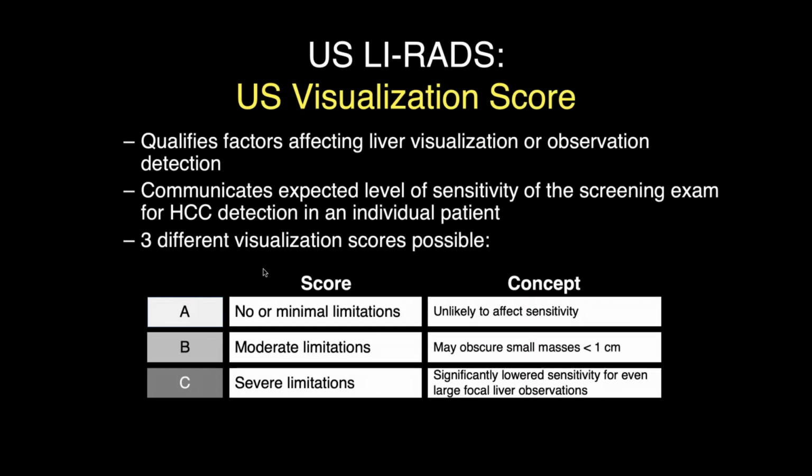So with visualization score, there's 3 possible scores. There's A, no or minimal limitations, where if there are limitations, it's unlikely to affect sensitivity of that exam. B, moderate limitations, which may obscure small masses less than 1 centimeter, and then C, severe limitations, which significantly lower sensitivity for even large focal liver observations.